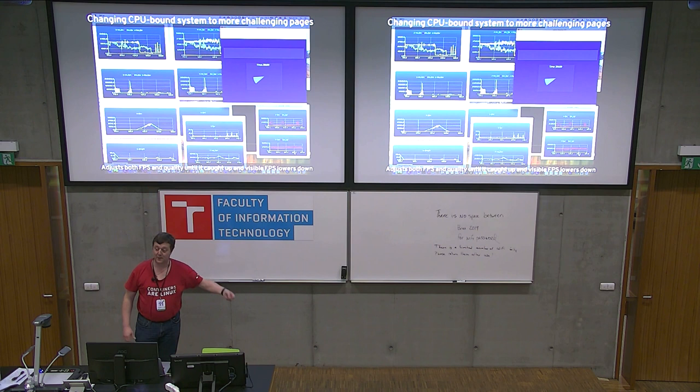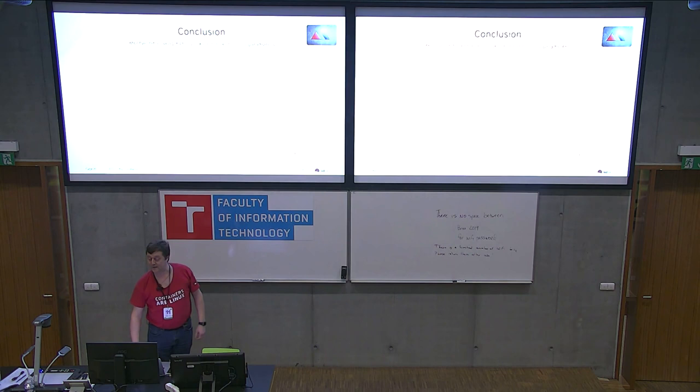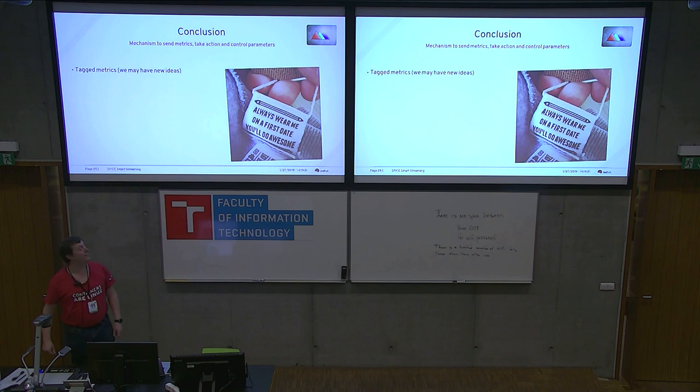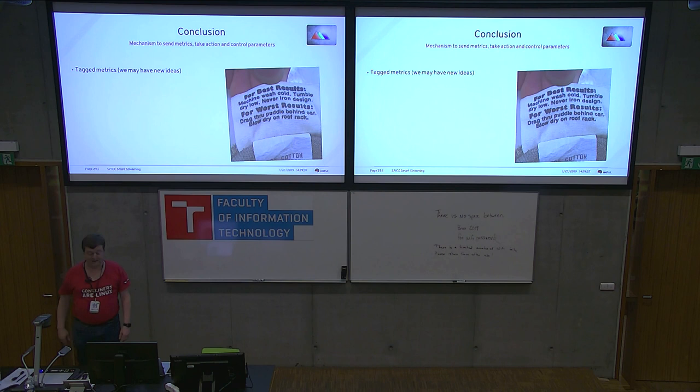So what we have seen so far is basically that we have a mechanism to send metrics, take action, and control parameters. So it's tagged metrics because, just like on these little tags here, we never run out of ideas about what to send.